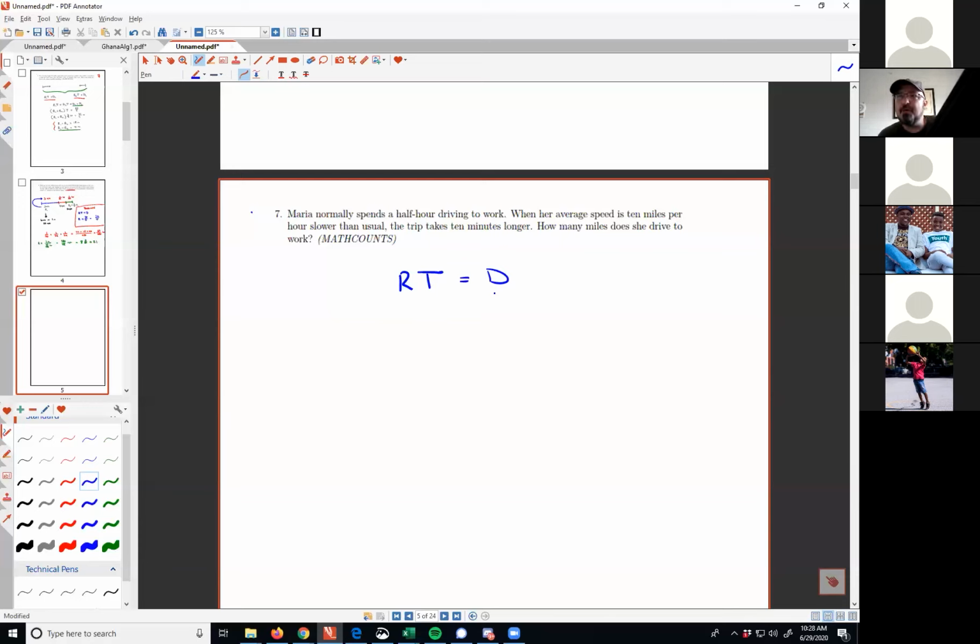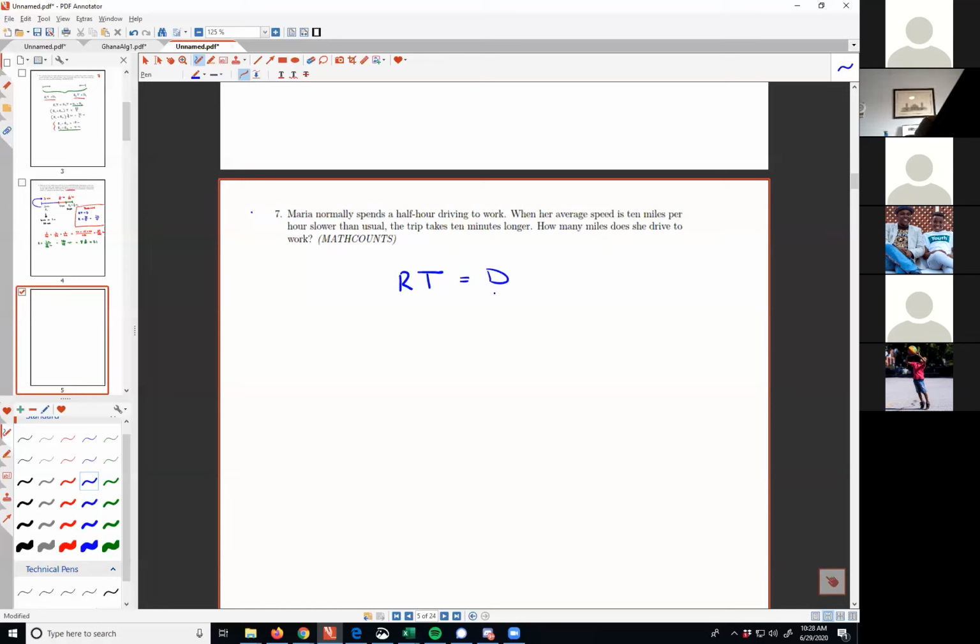I would like R minus 10. I would like to avoid fractions wherever possible. The more we multiply and the less we divide, the easier life is. Sorry, what was that? I said R minus 10 times T would be equal to D.